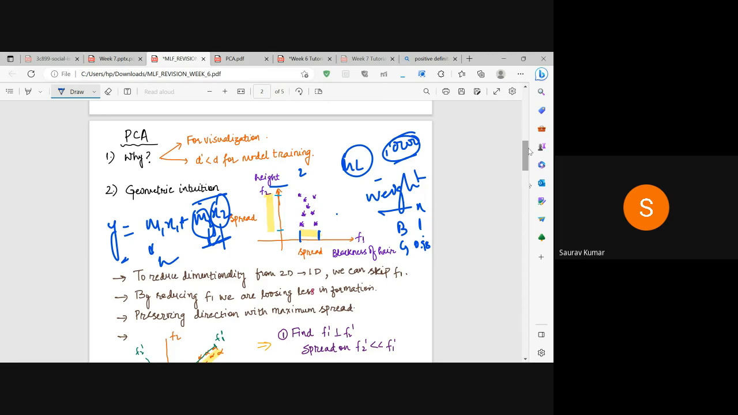Reduces quality? Picture quality, this is what you're saying. So when the spread of variance is not less for any feature, when there are no features where the spread of variance is less, basically you're not reducing the dimension. In the situation where all the features have high variance, high spread, maybe in that case there's no point in reducing dimensions.